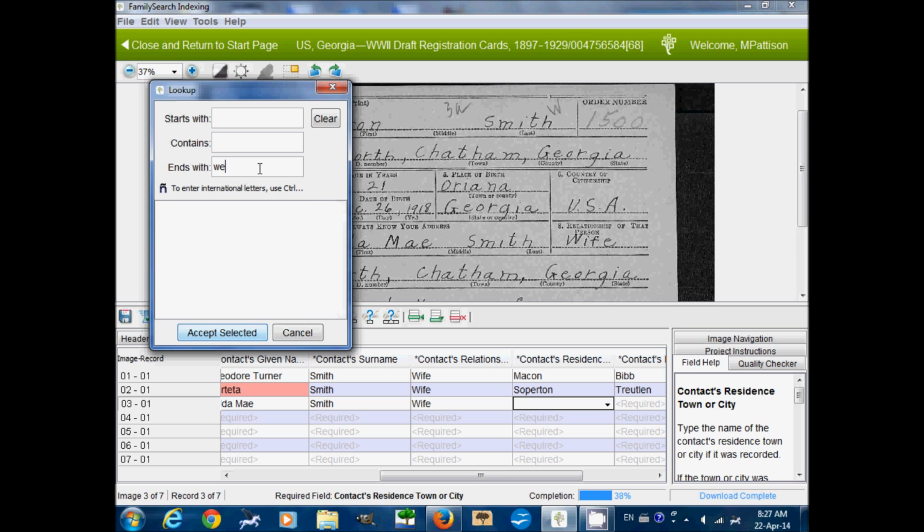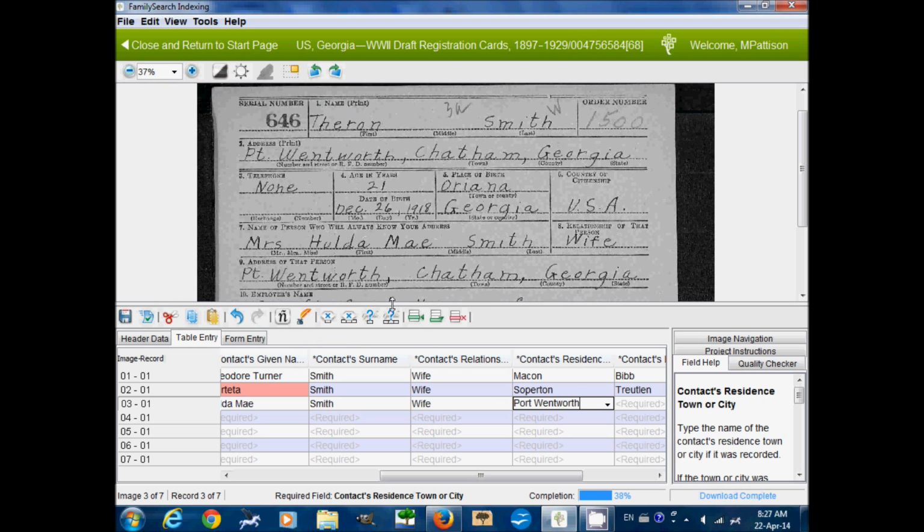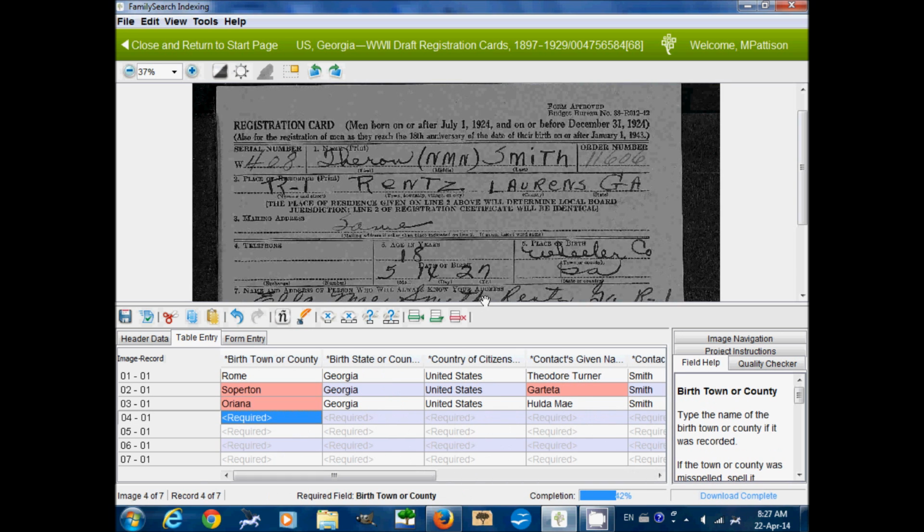So it ends with Wentworth, and it is. Okay, Port Wentworth. So I'm going to accept selected. That's the name of the town. So even though it's written in over the number and street part of the address, it's actually the town. Okay, and then Chatham is the county and Georgia.